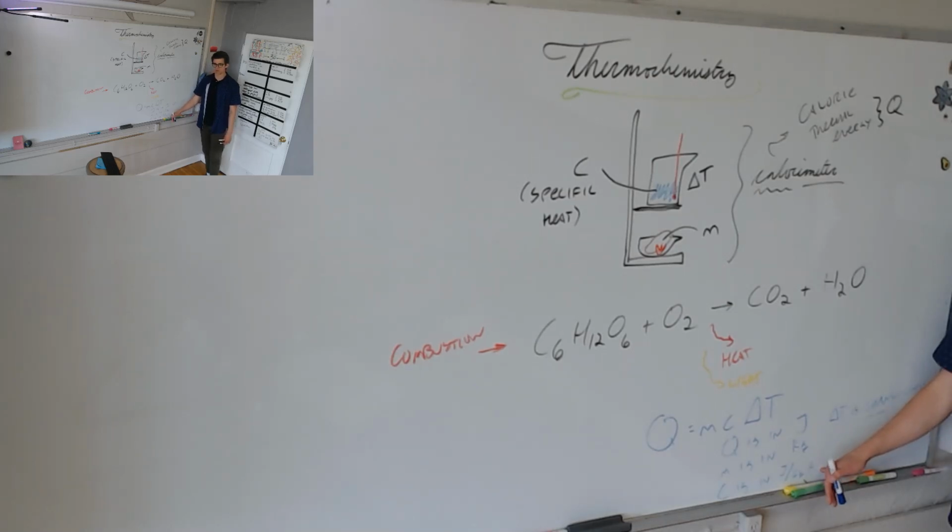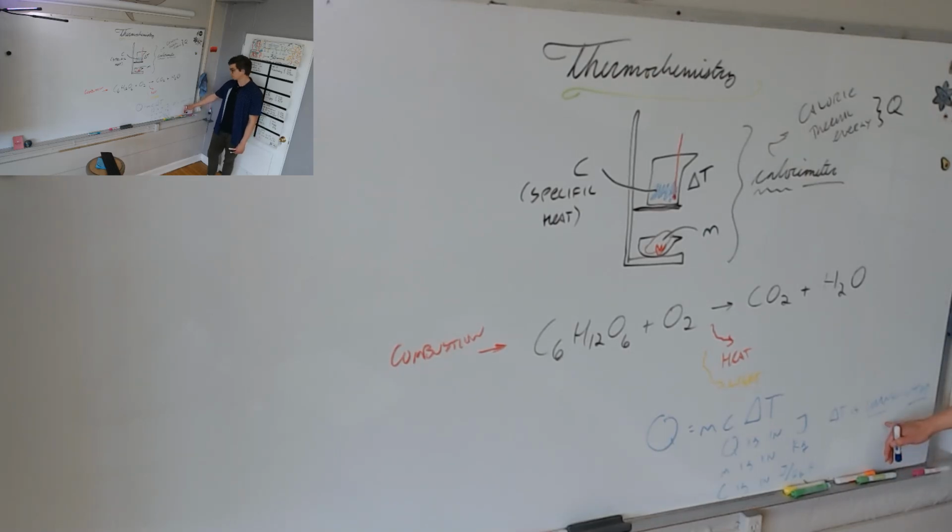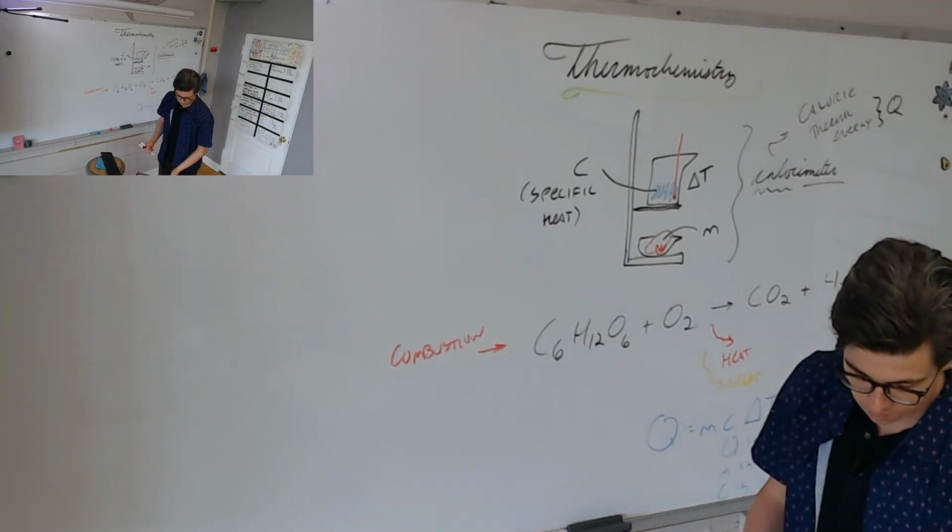This is sometimes given in joules per gram degree Celsius, and this is very frequently, in fact, probably more often measured in degrees Celsius. But the nice thing about delta T being change in temp is that kelvins and Celsius would be the same change in temp, and so that shouldn't matter. Remember, we just add 273 to get to Kelvin.